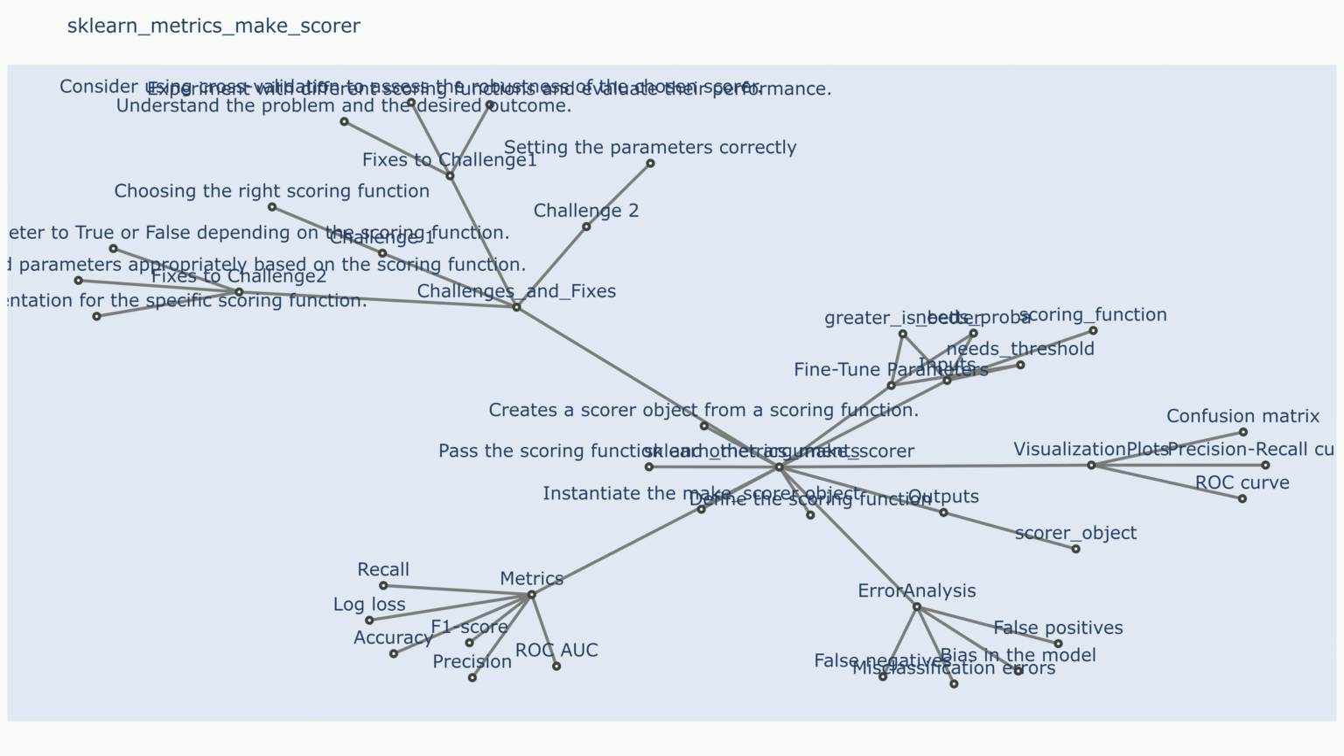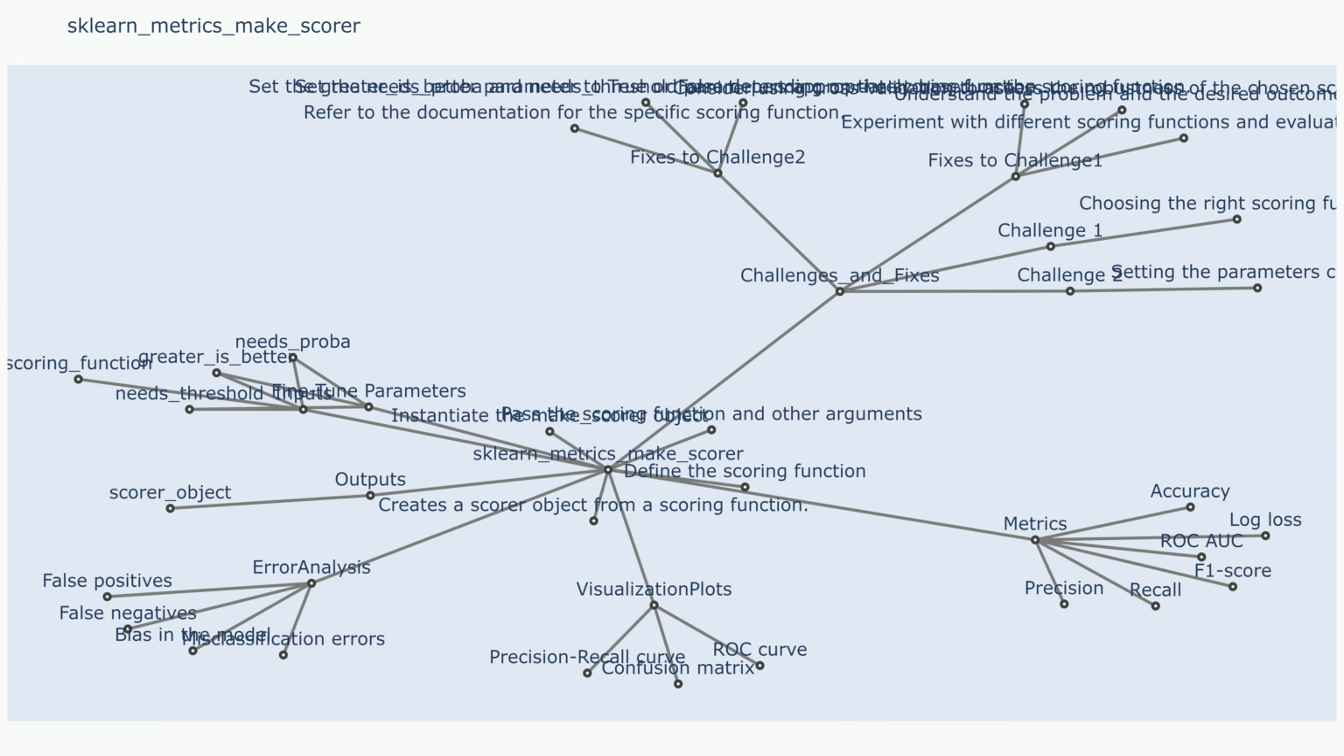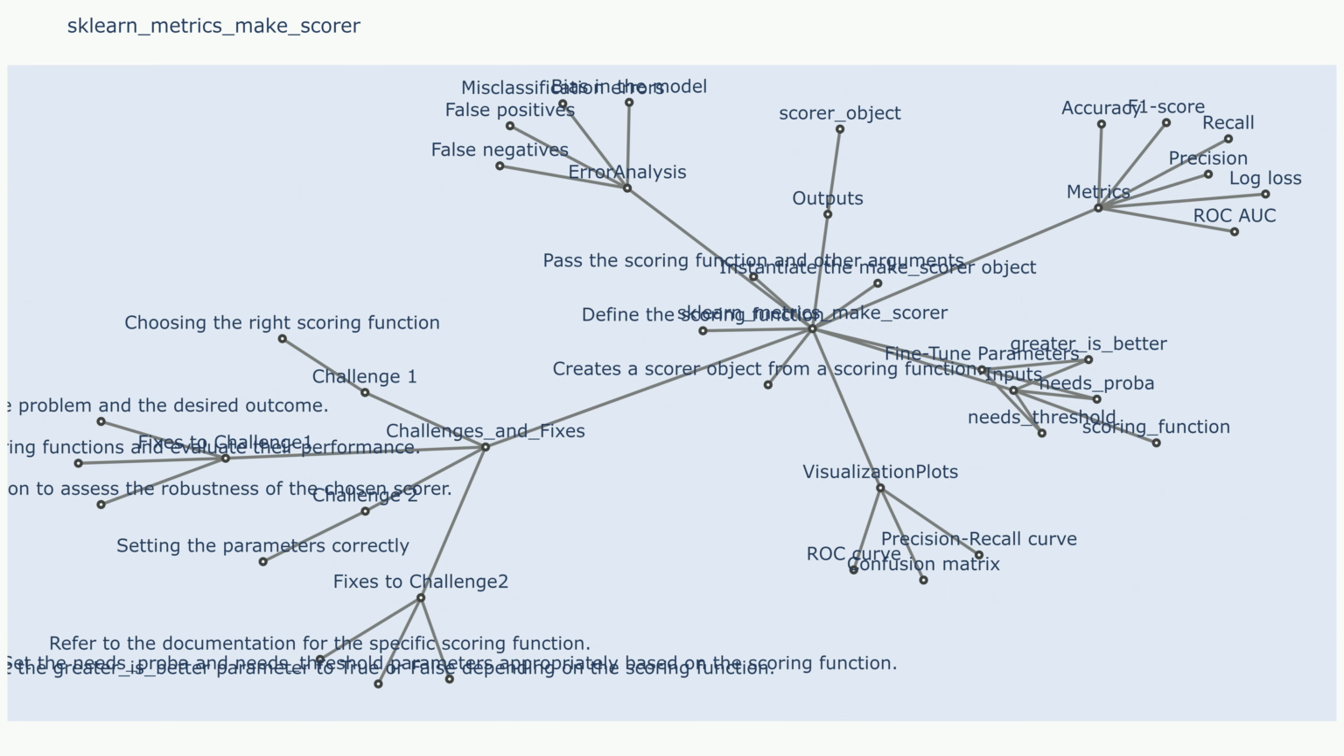Challenge 2: handling different prediction formats. Sample use case: a model produces outputs in a format incompatible with the chosen score_func. Fixes: ensure the prediction format, e.g., probability scores or class labels, matches the requirements of the chosen score_func. If necessary, adjust the prediction format using techniques like predict_proba or custom transformations.